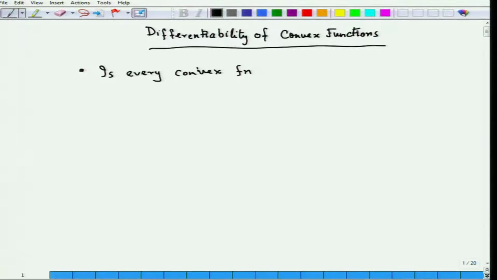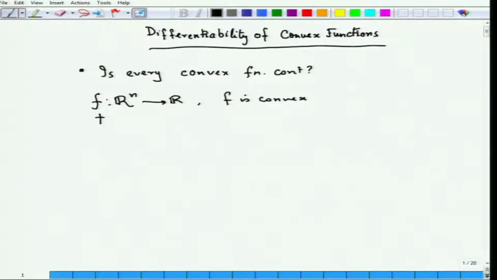So, we will at least know that if a function is not continuous, it is not differentiable, of course. So, is every convex function continuous? The answer is surprisingly nice, because here if you take a function from R^n to R and if f is convex, then f is continuous.